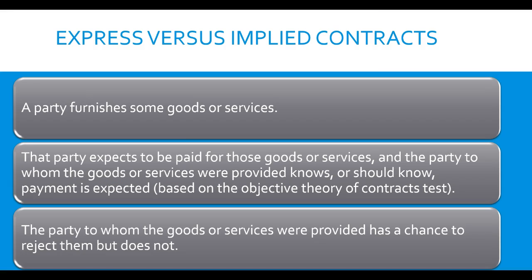An express contract is one in which the terms are expressed in words, oral or written. A contract that is implied from the conduct of the parties is an implied contract. The parties' conduct reveals that they intended to form a contract and creates and defines its terms. To establish an implied contract, the plaintiff must have furnished some service or property. The plaintiff must have expected to be paid, and the defendant knew or should have known that payment was expected. And the defendant had a chance to reject the service or property and did not do so.